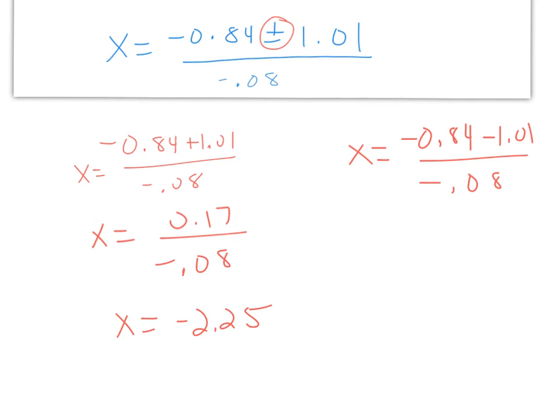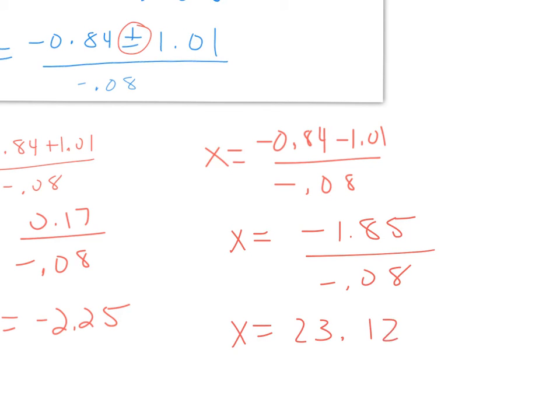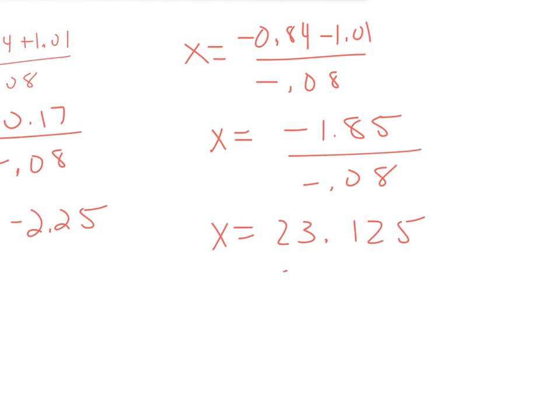Okay, all right, on the next one here, I've got -0.84 minus 1.01. So on the top on this one, I've got -1.85, and now I'm going to divide it. And I ended up with 23.125, but since it's said to the nearest hundredth, that's going to be 23.13.